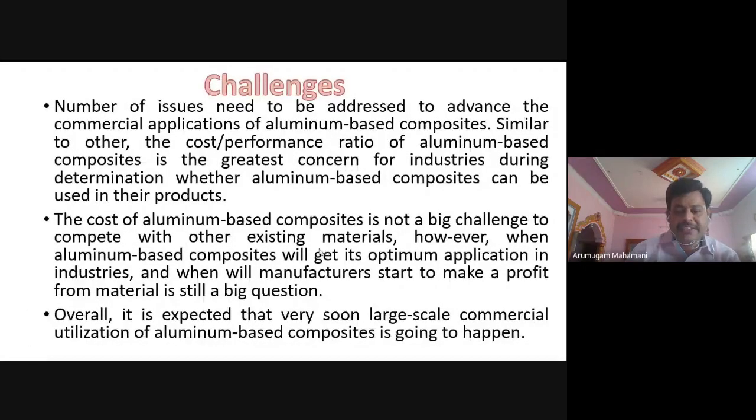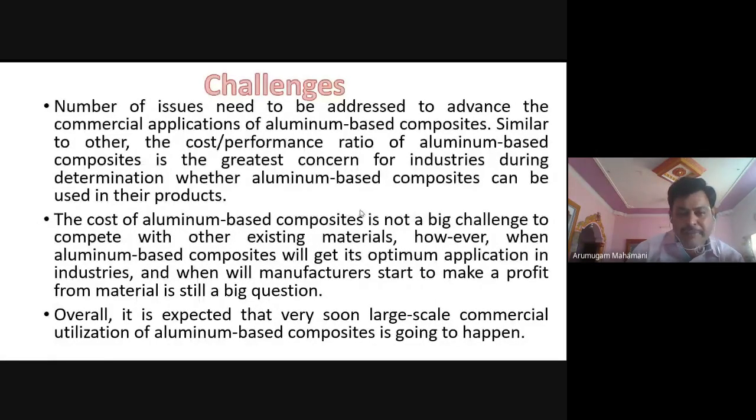Then the challenges. So what are all the challenges? Challenges to use: the number of issues to be addressed to advance the commercial application of aluminum-based composite, similar to other materials. So here the cost to performance ratio of aluminum-based composite is the greatest concern for the industries. So this is for making low volume production. If you are increasing volume, definitely it will come under control.